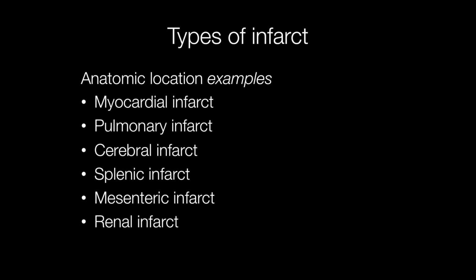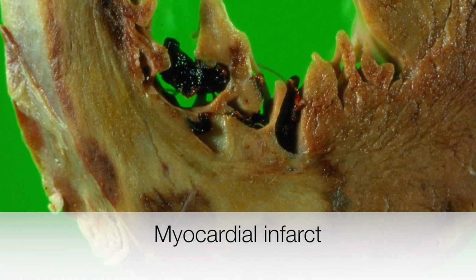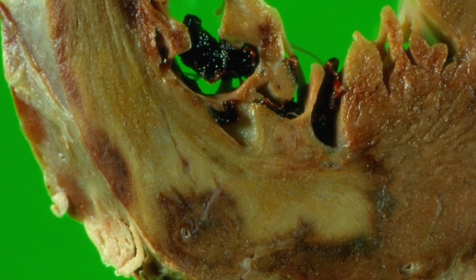So the most well-known one, I suppose, is a myocardial infarct, where the myocardium, usually of the left ventricle, becomes infarcted, and these may be further subdivided. For example, a septal infarct, subendocardial infarct, anterior myocardial infarct, etc. Some other examples of anatomic locations of infarcts include pulmonary infarct, cerebral infarct, splenic infarct, mesenteric infarct, and renal infarct. And here is an example of a myocardial infarct, and that is the pale area we are zooming into.